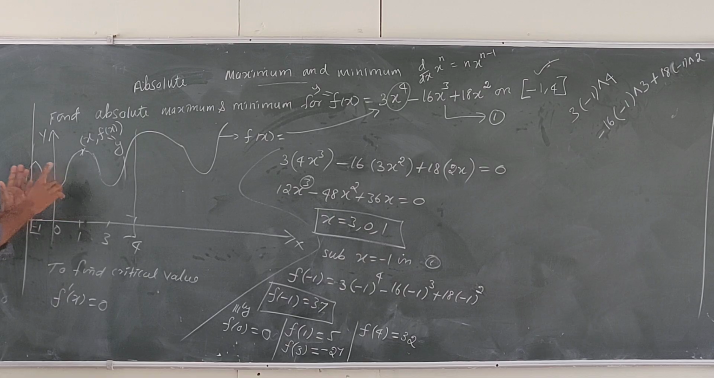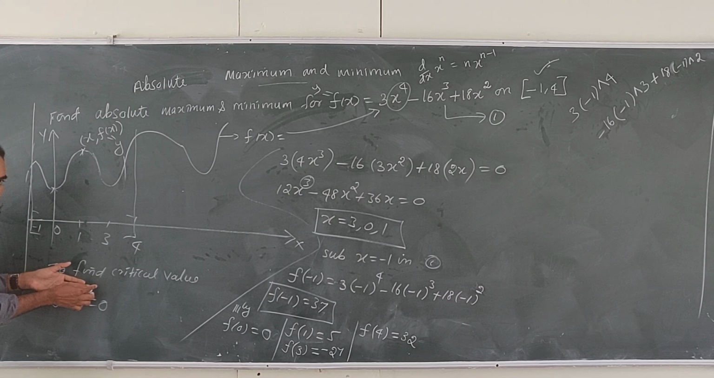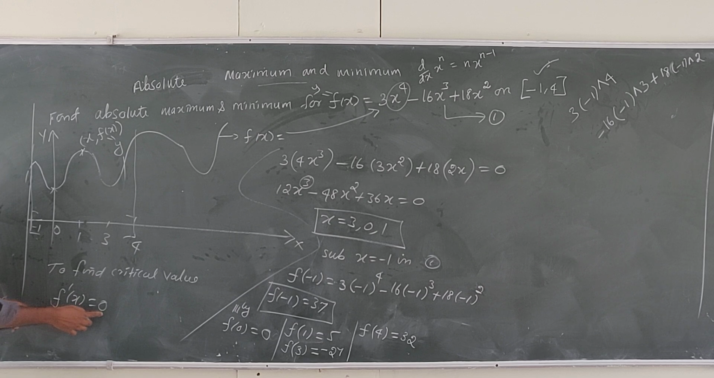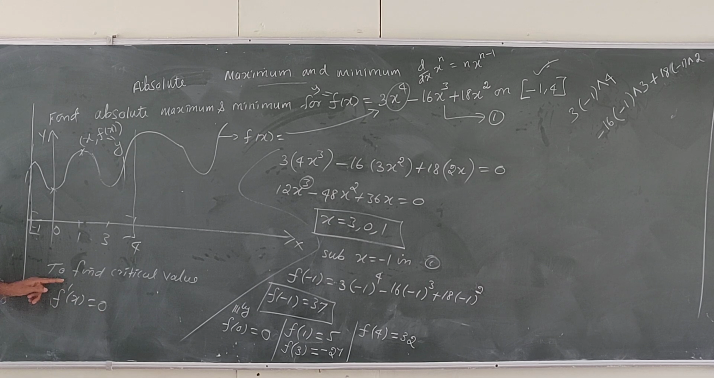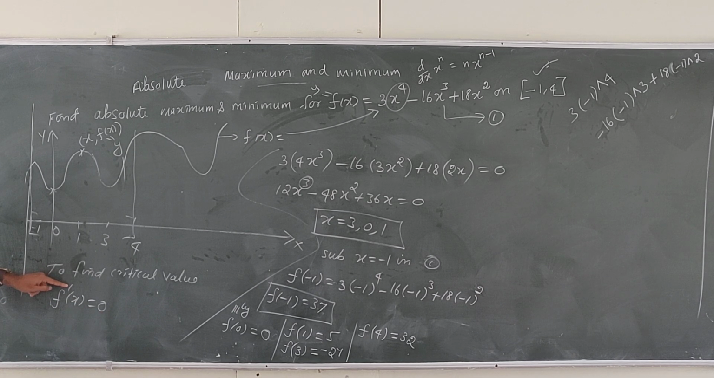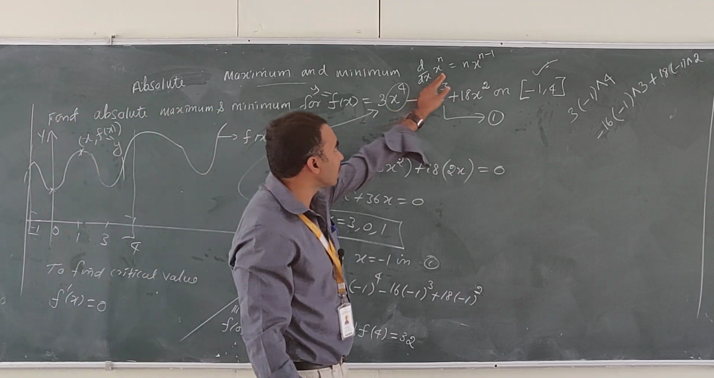இதுக்குள்ள மேக்ஸிமம் மினிமம் we have to calculate. Okay, first we have to find the critical value. F dash of x equal to 0. F dash of x means one time differentiation with respect to x. So differentiation formula is here.